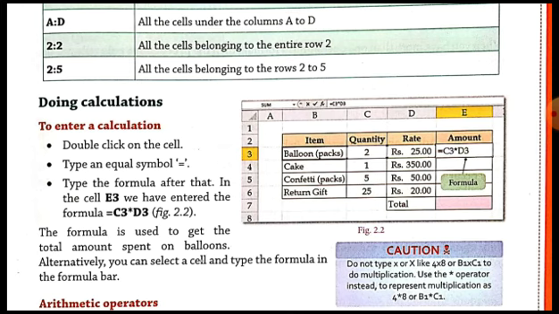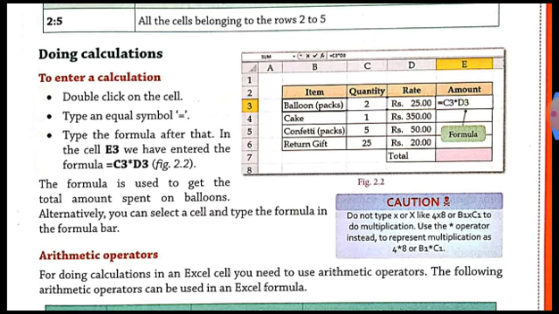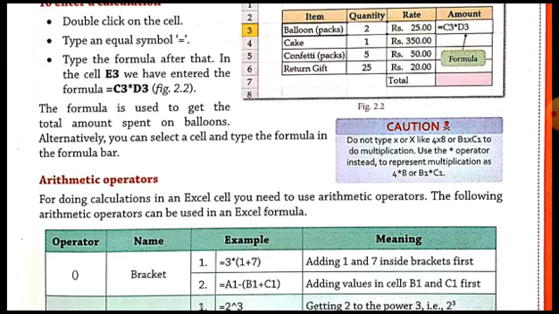Now this formula will be used to get the total amount spent on balloons, because the third row is having the item balloon. So when you multiply the quantity by the rate, it will give you the amount which was spent on buying balloons here. Similarly, you can use the formula in all the other rows for calculating the amount which was spent on buying these items. Now, arithmetic operators. How can we use arithmetic operators for doing calculations in an Excel cell?